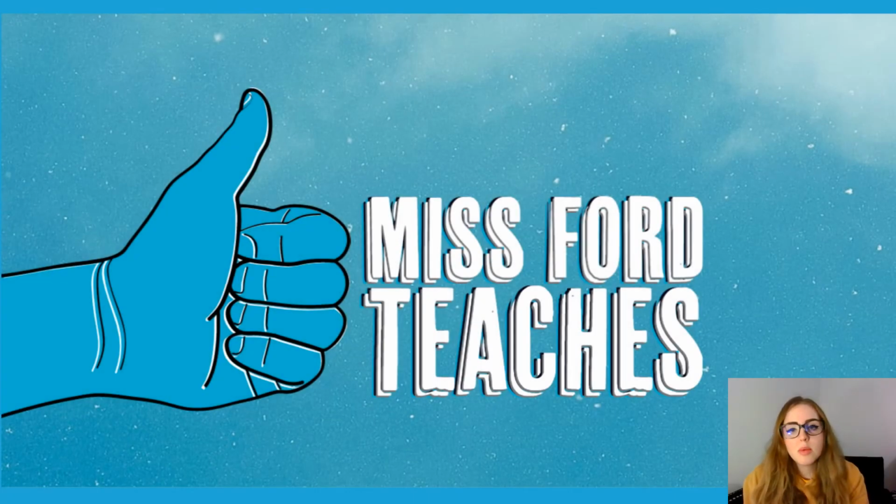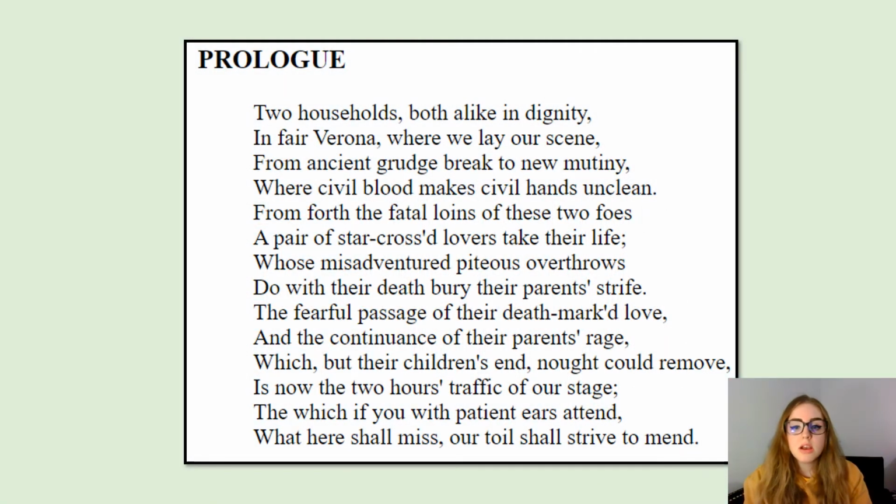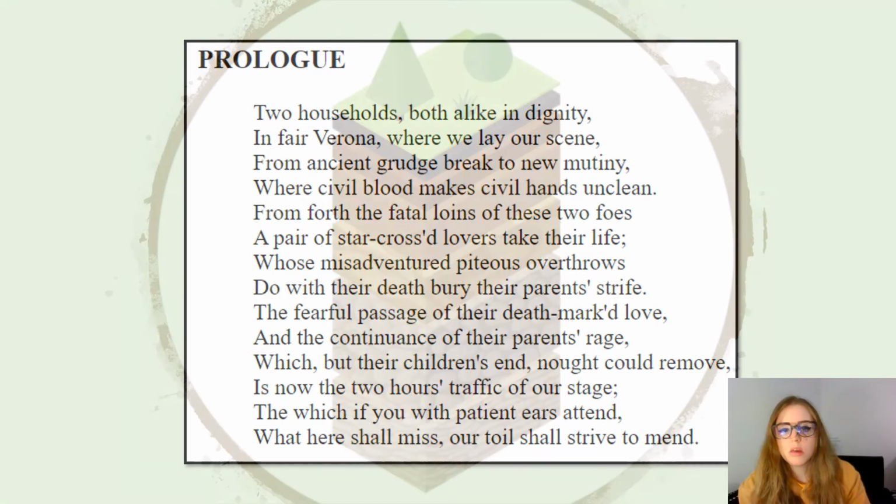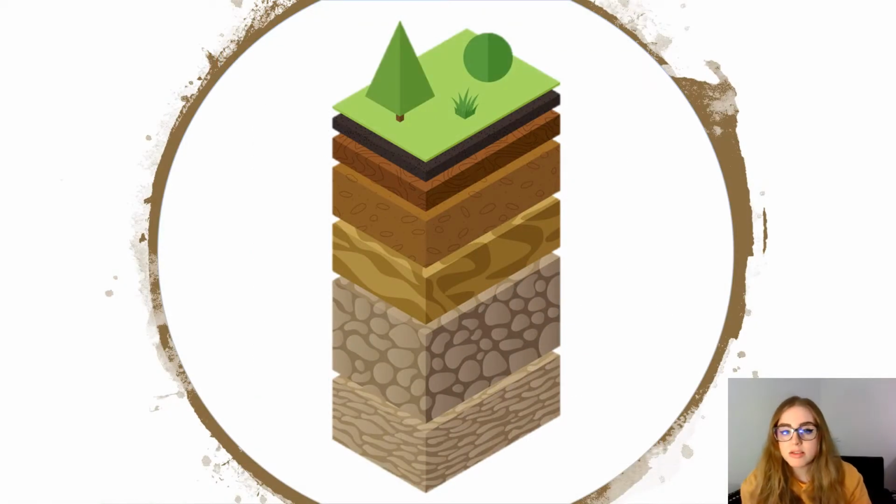Hi everyone, today I'm going to be having a look at how to analyse in more depth, and to do that we're going to take a look at the prologue from Romeo and Juliet, because it's a really nice easy one to take a look at as an extract. In order to do so, we're going to have a look at this analogy of going into depth. It's this idea that we're looking at an extract at face value and then going deeper and deeper into the meaning of it.